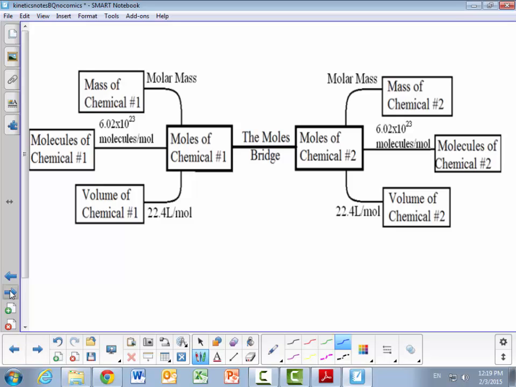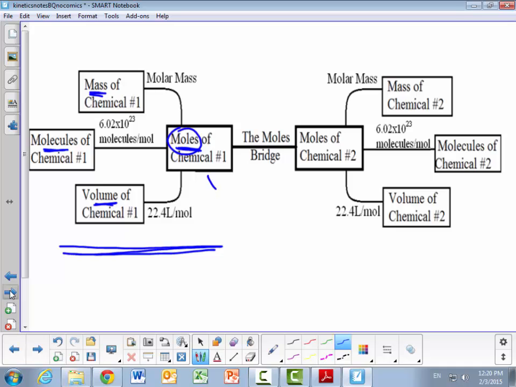Here's a stoichiometry map. Here is your starting substance, the substance you're given information on. Sometimes you're given information on the mass of the substance, like we are in our particular question. Sometimes you might be given the amount of molecules, or maybe the volume if it's a gas. So if that's the case, your first step is to get to moles of that substance. However, sometimes in a question, you're just given moles right off the bat, and that's great.